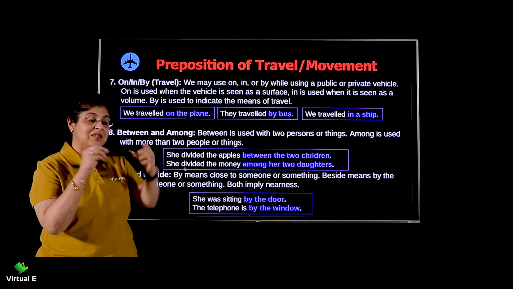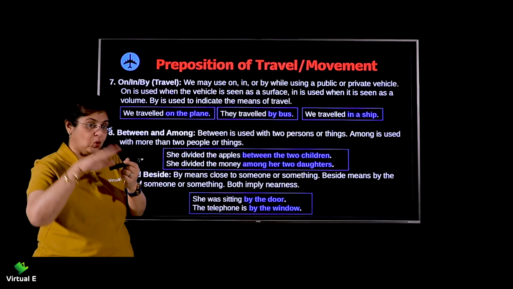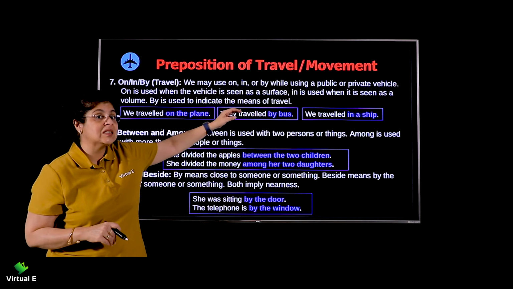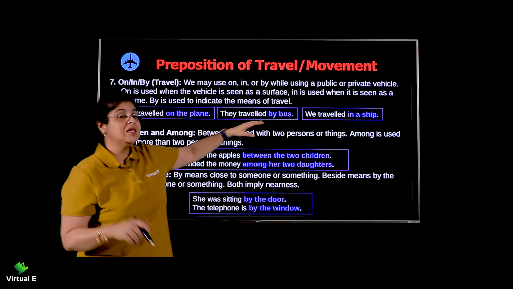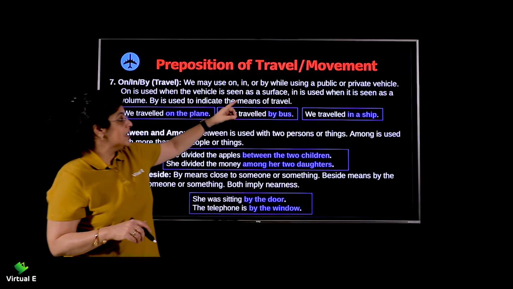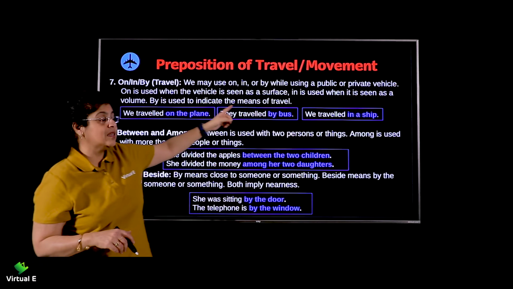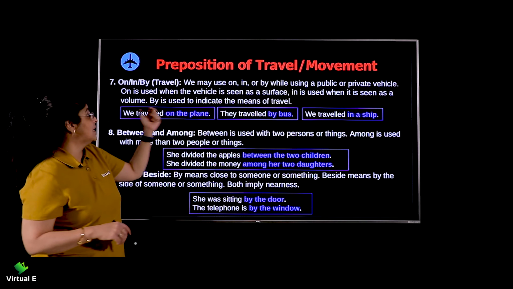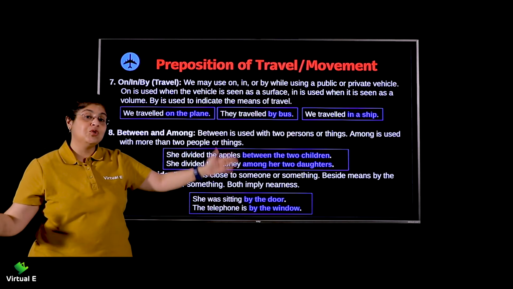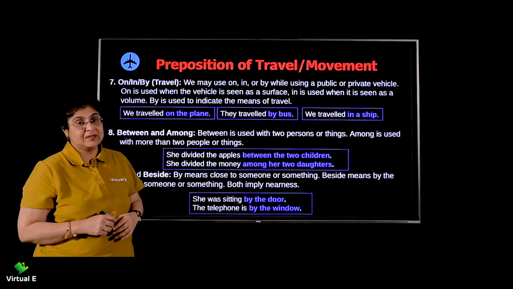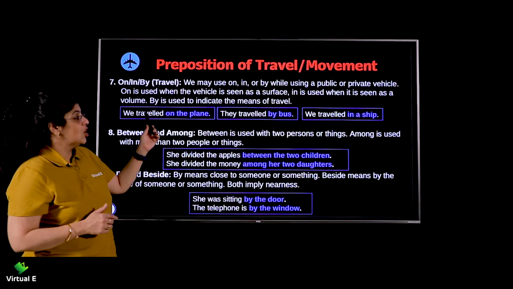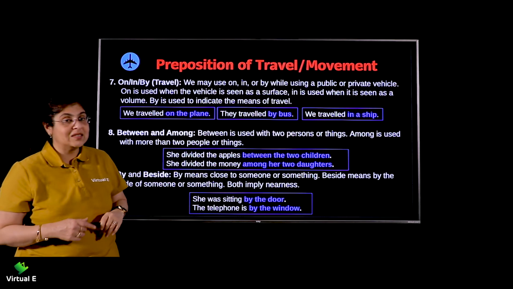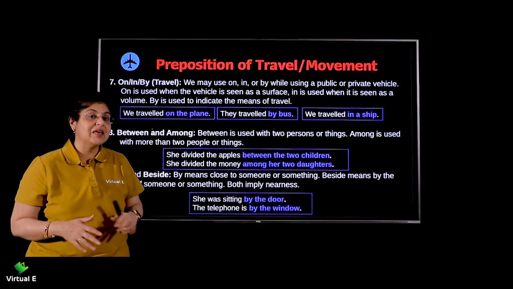On the plane does not mean this is your plane and you were on top of it. No. You are looking at it how it is, it is seen as a surface. They traveled by bus. Now here, by is used to indicate the means of travel. And we traveled in a ship. It is seen as a volume. It's a huge thing. We were traveling in it. So you see the difference now? On, by, in. Don't worry, you're going to get these in your notes so you can read them again and actually follow the same.